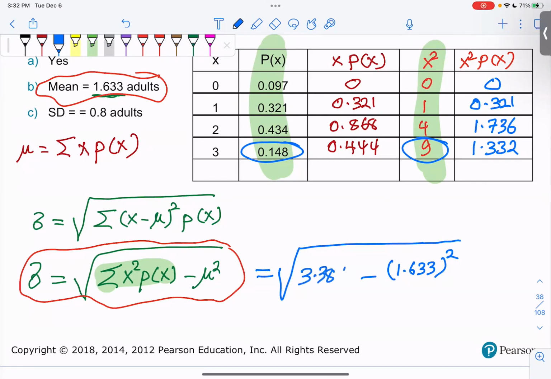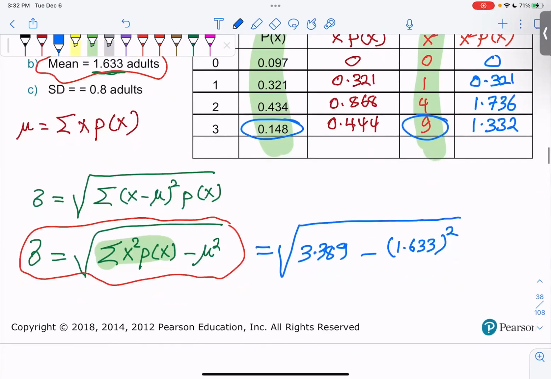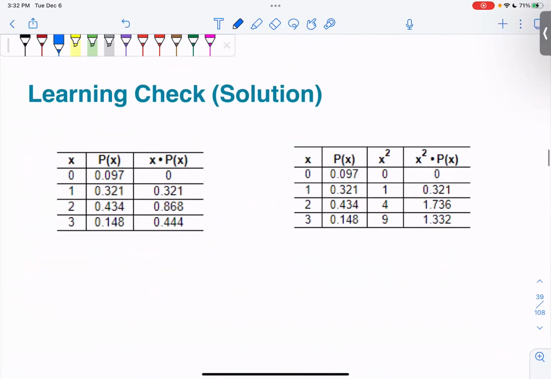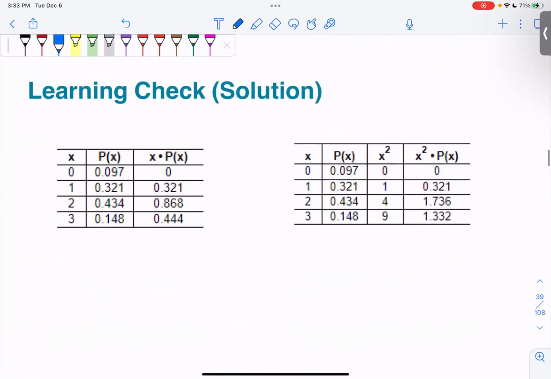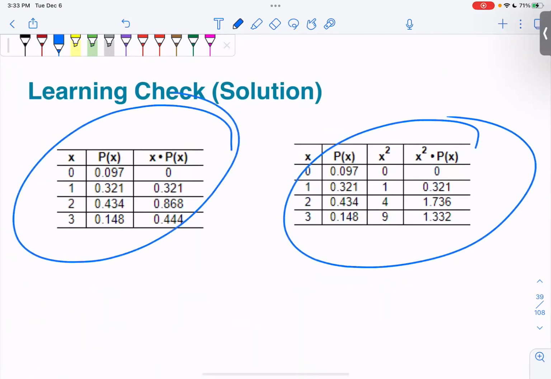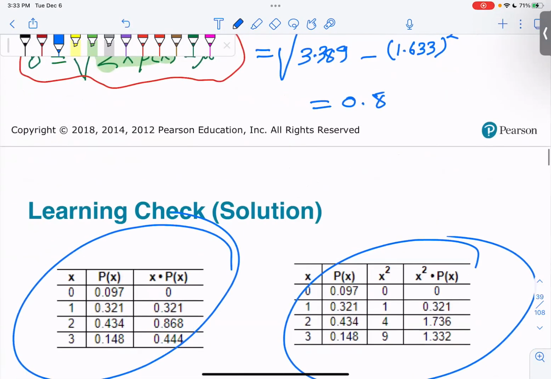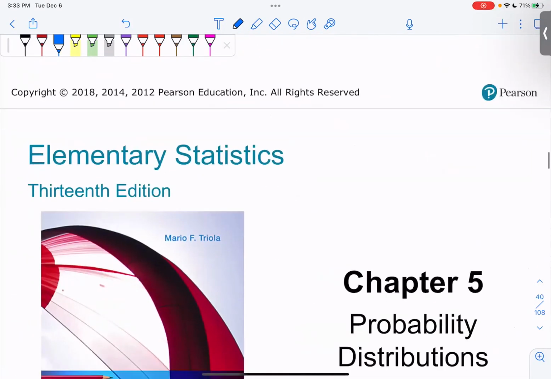So now if you do this one, you should get this number, which is 0.8. Okay. And those are the numbers here, and how to calculate them. I think this is one of the book examples, maybe, or the assignment.